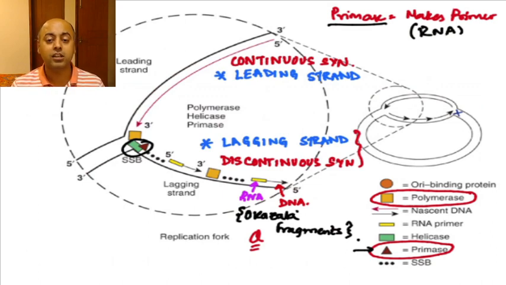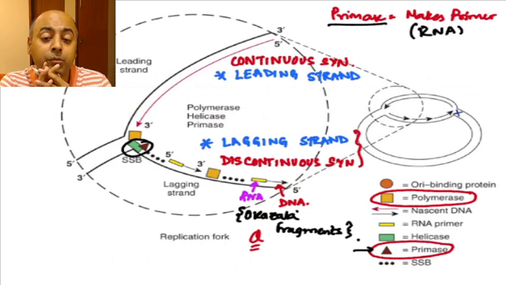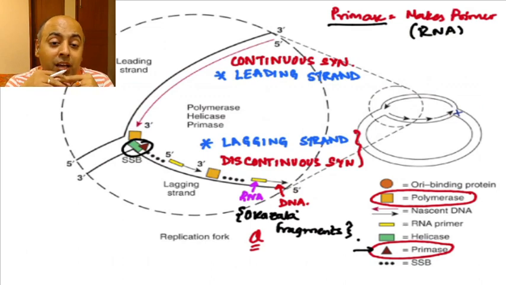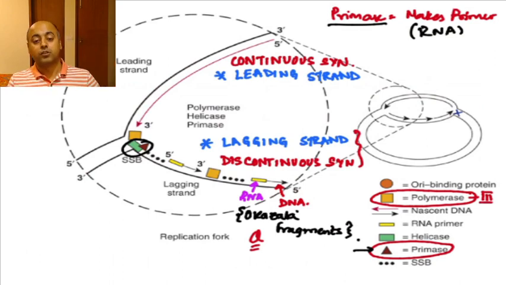Okay. So what do you see here? We have a strand where continuous DNA synthesis is happening. We have a strand where bits and pieces of the DNA are being formed. We call it the lagging strand. So this is being done by the primase and the polymerase. This polymerase which is functioning here is actually the polymerase 3. So polymerase 3 is carrying out the primary synthesis.